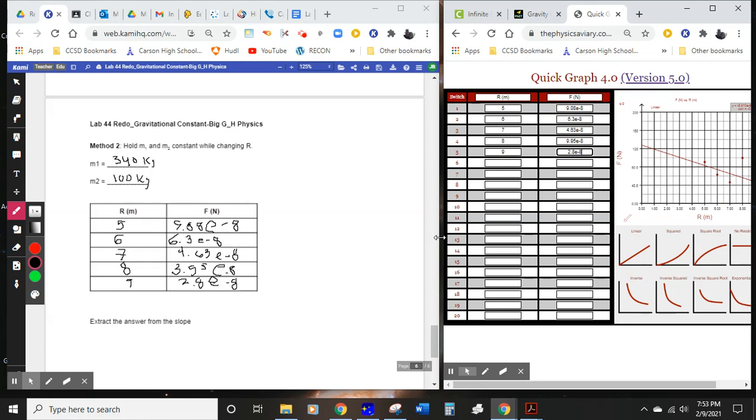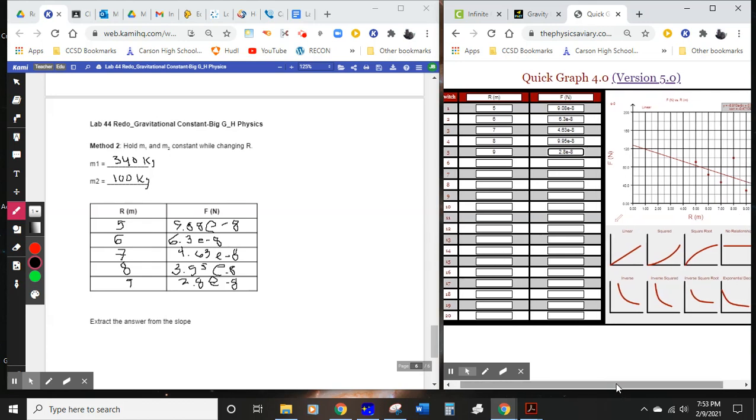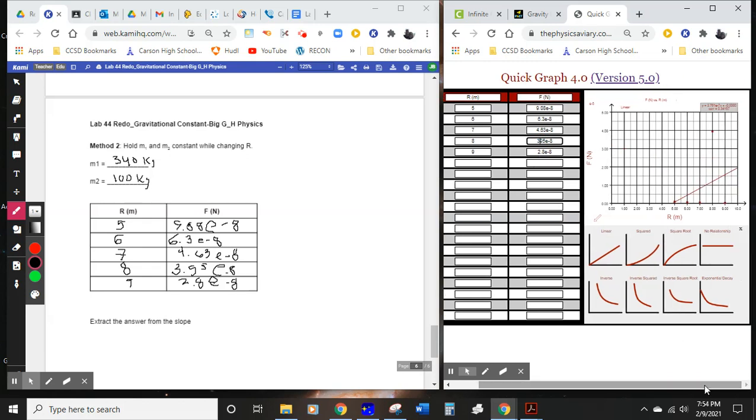Let's make sure we have everything in here. Hold on, oh no, this should be 3. I made a mistake. There's 3.